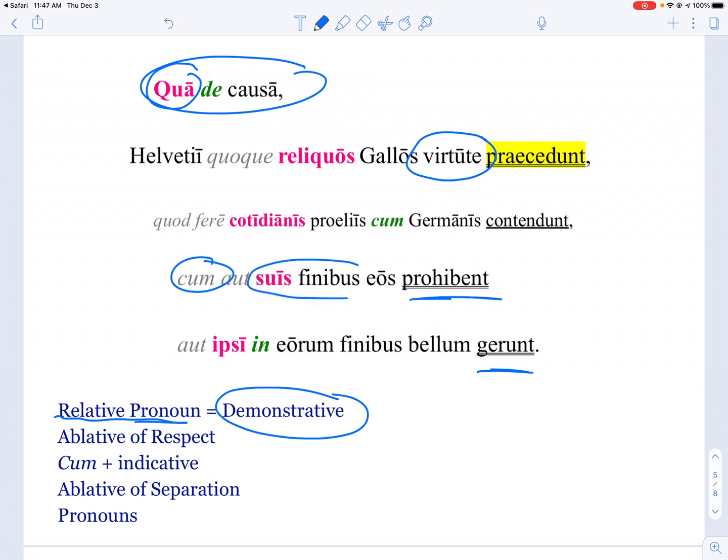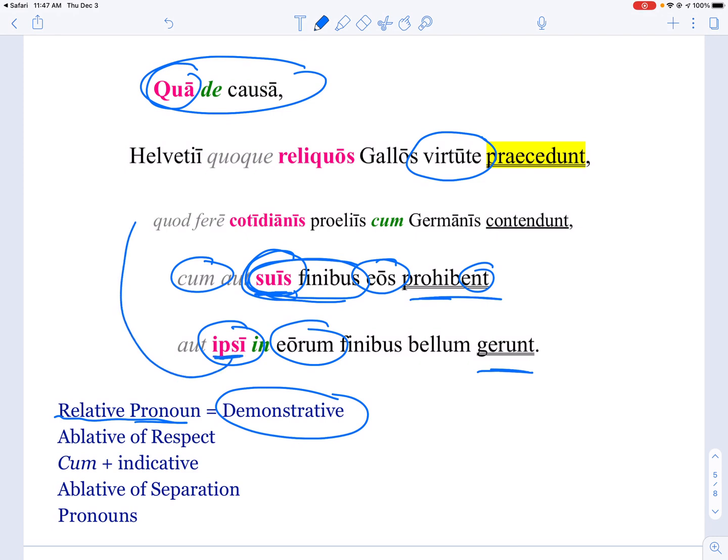Here is an example of an ablative of separation without a preposition. And then this is a good example of keeping track of what the pronouns and the adjectives stand for. So it's a good idea to keep up with, okay, what do these represent? And remember, just like reflexive pronouns, reflexive possessives, you have to look at the subject in order to translate them. I guess you could think of this ipsi as going back to Helvetii, but it also could just be its own pronoun.